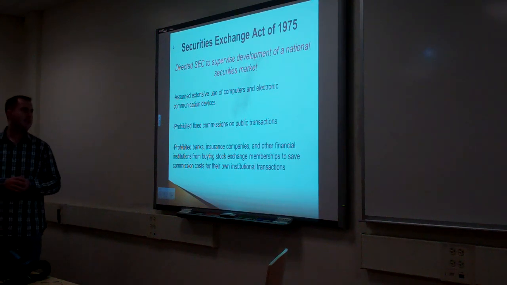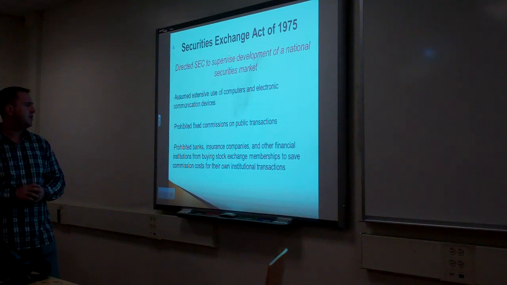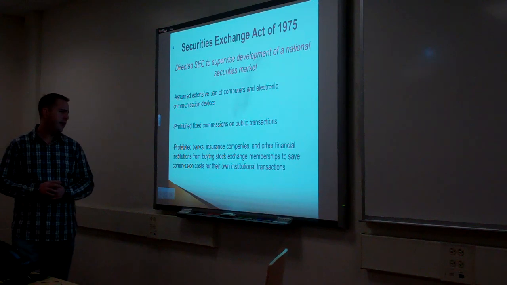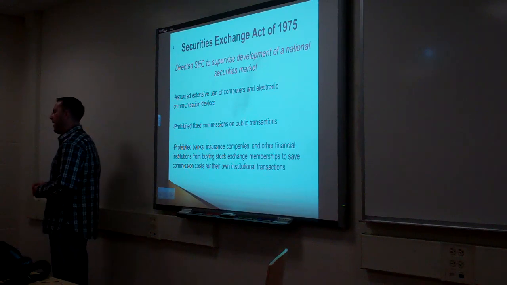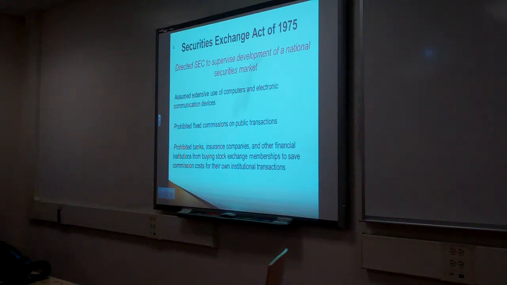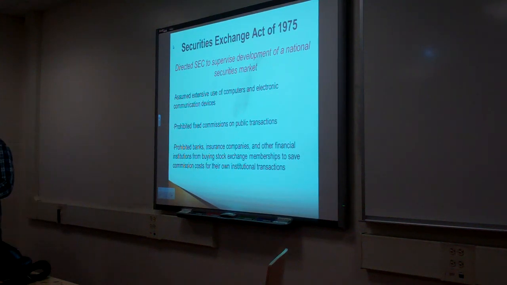Securities Exchange Act of 1975 assumed extensive use of computers and electronic communication devices, prohibited fixed commission on public transactions, and prohibited banks, insurance companies, and other financial institutions from buying stock exchange memberships to save commission costs for their own institutional transactions. Okay, so these certain companies couldn't buy exchange memberships. Okay, that has to be left to a separate company. It regulated that. They wanted them to be separate organizations.